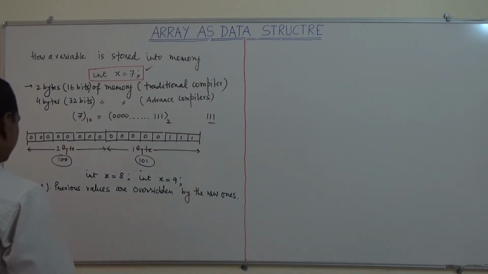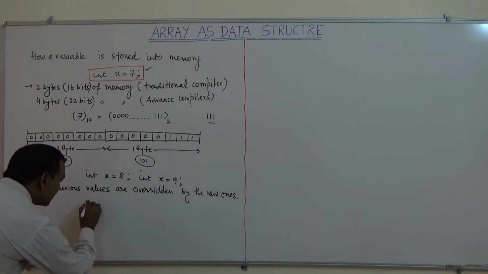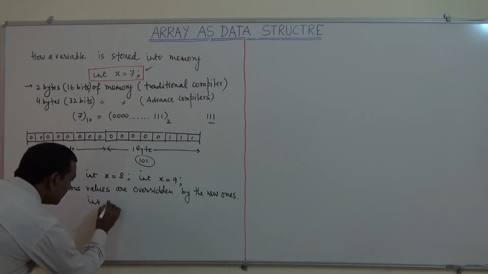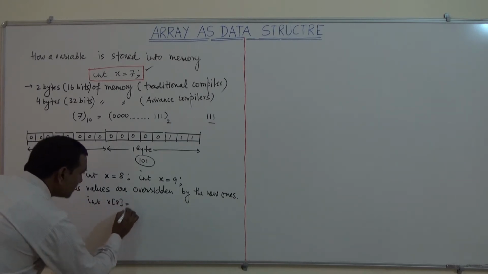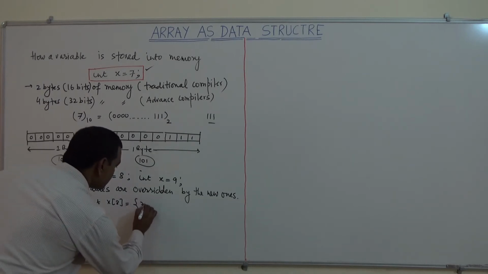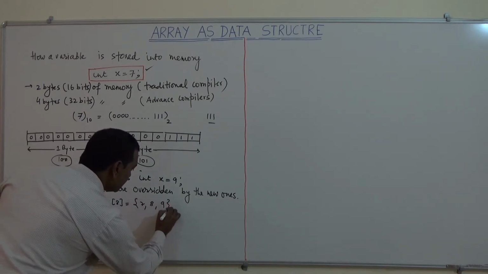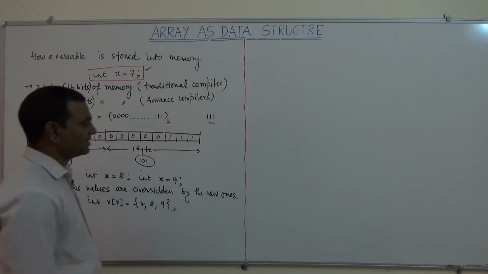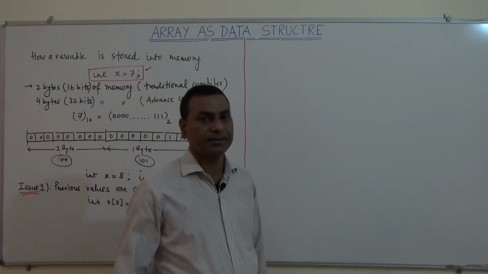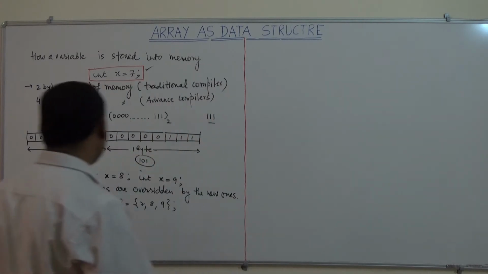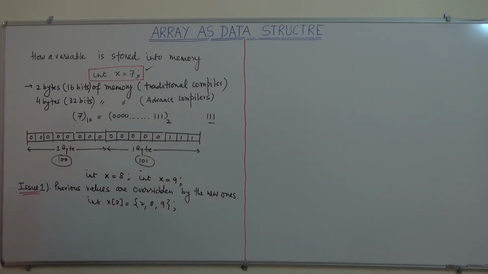So what may be the benefit? Suppose this is case 1, we can write int x[3] equals 7, 8, and 9. This is one benefit, or one reason why we use the array. Now the second reason, issue 2.